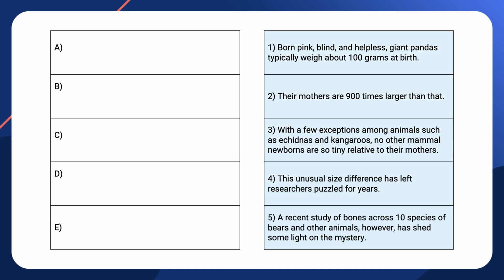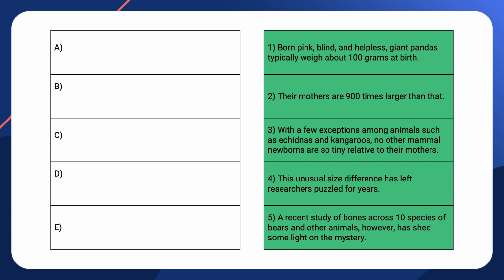So once again, let's read the full paragraph. Born pink, blind, and helpless, giant pandas typically weigh about 100 grams at birth. Their mothers are 900 times larger than that, with a few exceptions among animals, such as echidnas and kangaroos. No other mammal newborns are so tiny relative to their mothers. This unusual size difference has left researchers puzzled for years. A recent study of bones across 10 species of bears and other animals, however, has shed some light on the mystery. That paragraph makes sense.